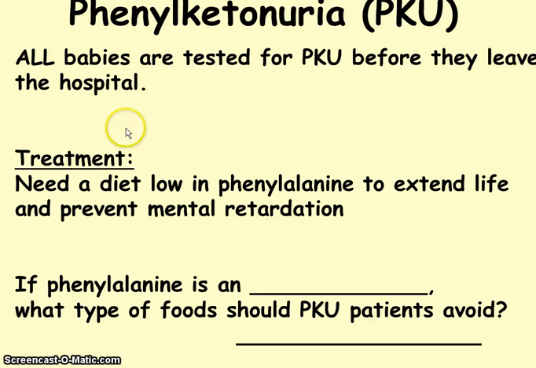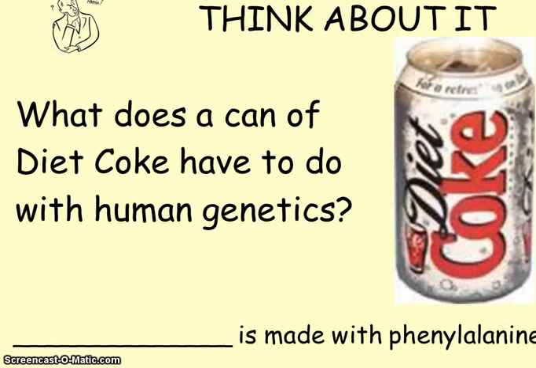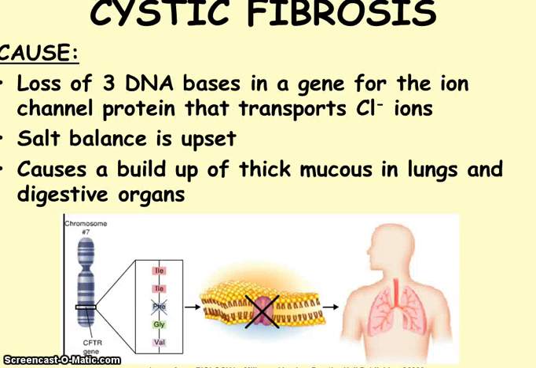So every baby is tested. The reason they test every single baby is because all you need to fix this is a diet low in phenylalanine. Since your body can't break it down, you have a diet low in that, and all it is is an amino acid. So what do you think that they have to avoid? That's right, it's an amino acid, so avoid proteins. And so with this, NutraSweet, sorry, the song's not working.